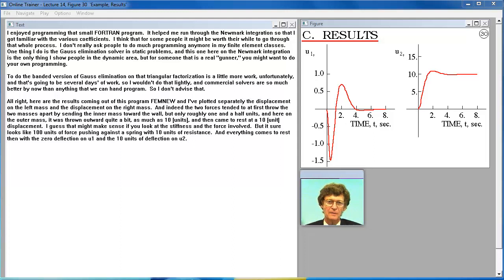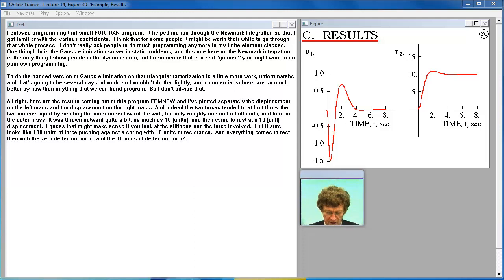I don't really ask people to do much programming anymore in my finite element classes. One thing I do is the Gauss elimination solver in static problems. And this one here on the Newmark integration is the only thing I show people in the dynamic area. But for someone that's a real gunner, you might want to do your own programming. To do the banded version of Gauss elimination on that triangular factorization is a little more work, unfortunately, and that's going to be several days of work, so I wouldn't do that lightly. And commercial solvers are so much better by now anyway than anything we can hand program that I don't advise that.